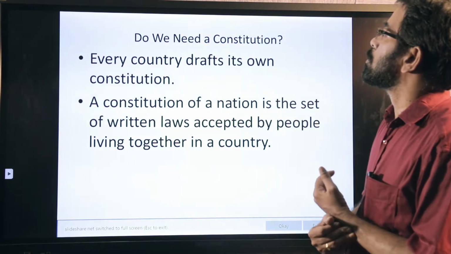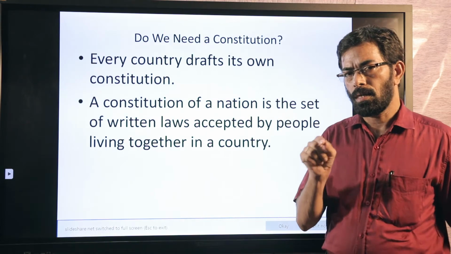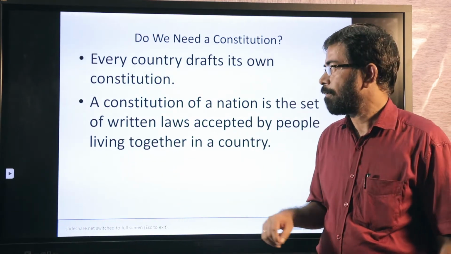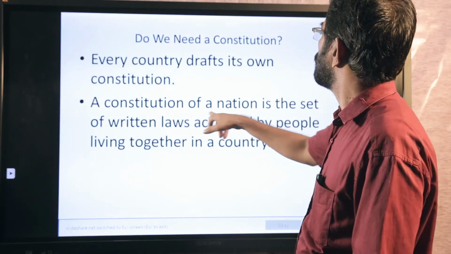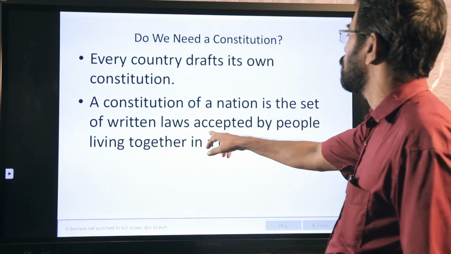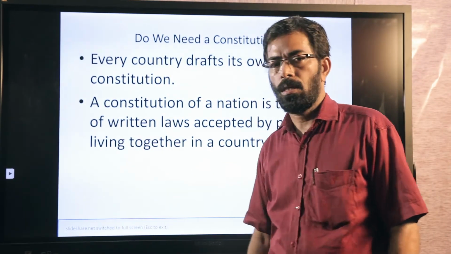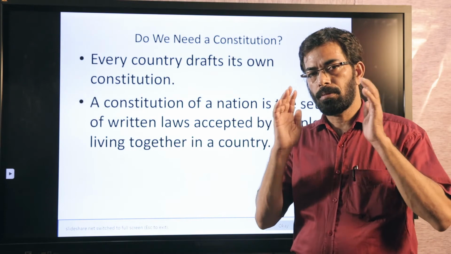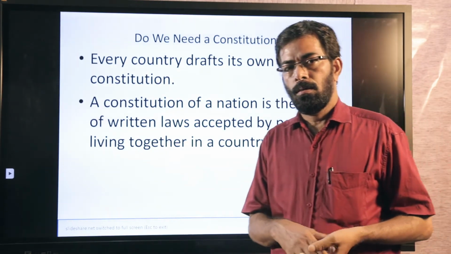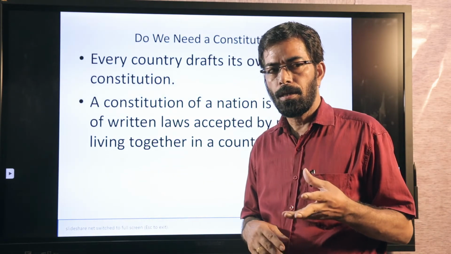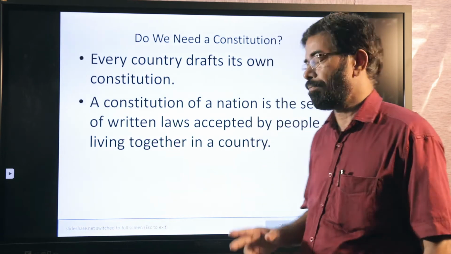Every country drafts its own constitution. It is very clear. Each country drafts its own constitution without the help of outsiders. The constitution of a nation is the set of written laws accepted by the people living together in a country. It is the definition. A constitution must be accepted by the people of that particular country, because the constitution reflects the needs, the aspirations and dreams of the people.